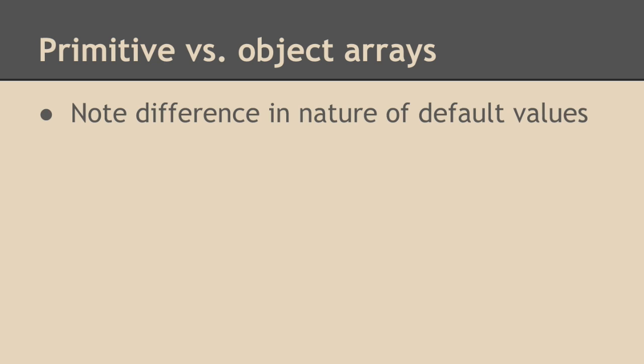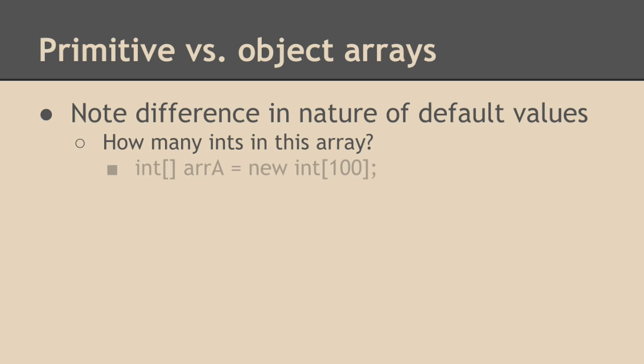So that has an implication in terms of default values. Let's take a look at an array. How many ints are there in this array? If you said 100, you're right, because I've created an array named A, an array of ints, 100 values, and our default values say that those are all initialized to 0.